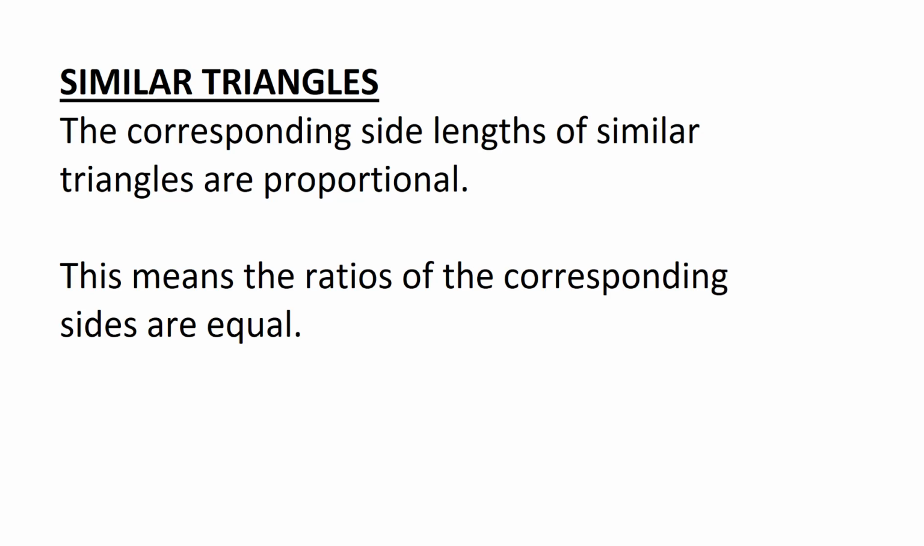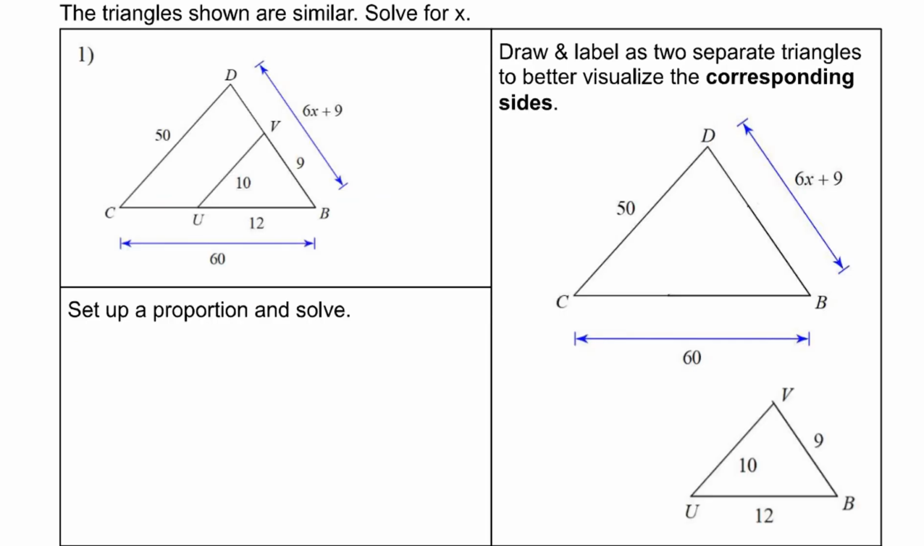Here's what we know so far about similar triangles. The corresponding side lengths of similar triangles are proportional. This means the ratios of the corresponding sides are equal. So what if we have a triangle within a triangle as pictured in number 1?